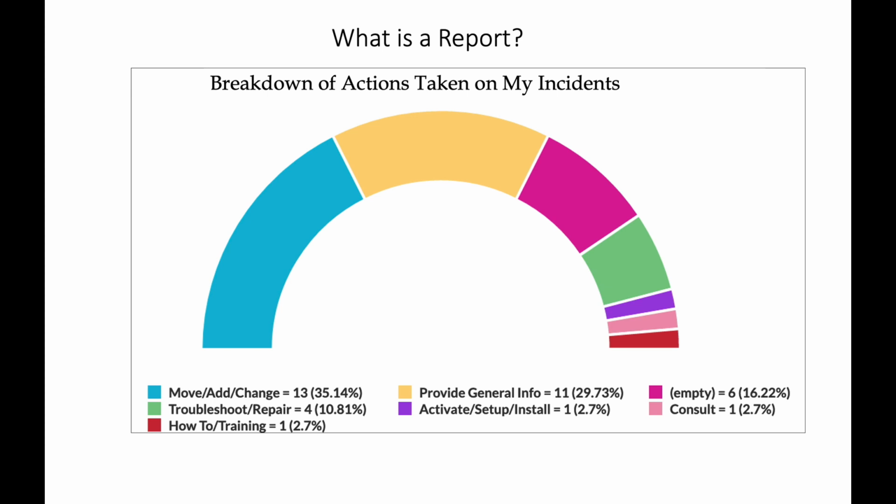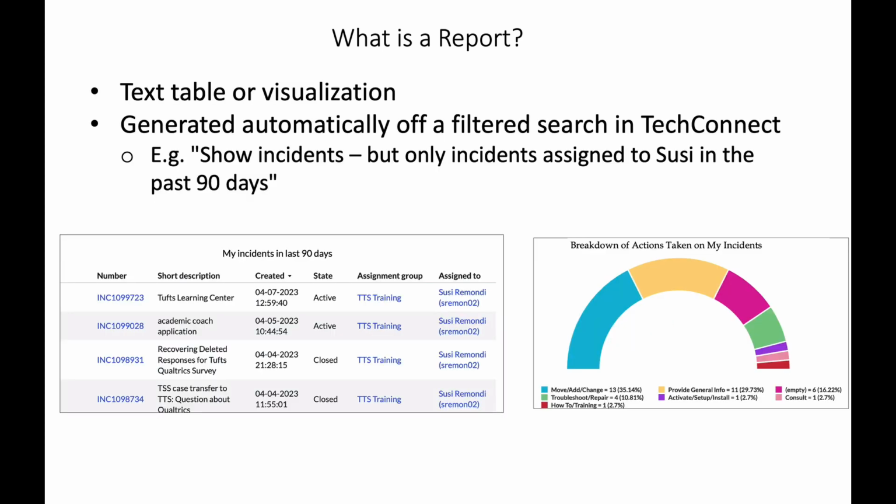Reports don't have to be lists, they don't have to be text tables. I can make a report of a breakdown of actions taken on my incidents. So a report is a text table or a visualization generated automatically off a filtered search from TechConnect, such as show incidents, but filter it and only show incidents assigned to Susie in the past 90 days.